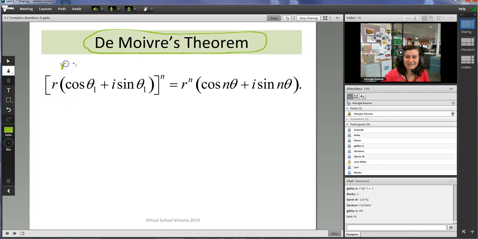So basically his theorem goes like this. If you can express a complex number in polar form, like r cis theta 1, and you raise that polar complex number to the power of n, this is the rule for evaluating the answer. The modulus is raised to the power of n, and the argument is multiplied by n. So you end up with r to the power of n cis n times theta 1. Should be 1 there.